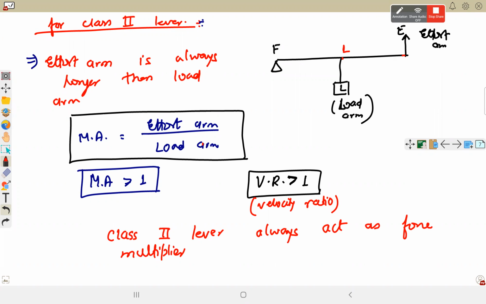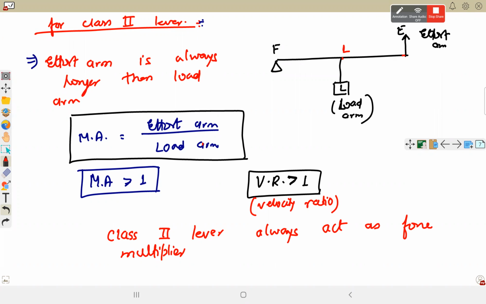Yes, class 2 will always, so that means with a small effort you can do bigger and larger things. Like with a small effort you can crack a very hard nut, you can open a bottle, and with the help of a wheelbarrow, right? Okay, this is the class 2 lever example. Class 2 lever will always have mechanical advantage greater than 1, velocity ratio greater than 1. As it cannot be used as speed multiplier, it will always act as force multiplier. उसमें भी हम लोड की आर्म को छोटा कर देंगे, एफर्ट आर्म को इंक्रीज करते जाएंगे, and more will be the mechanical advantage gained from this lever.